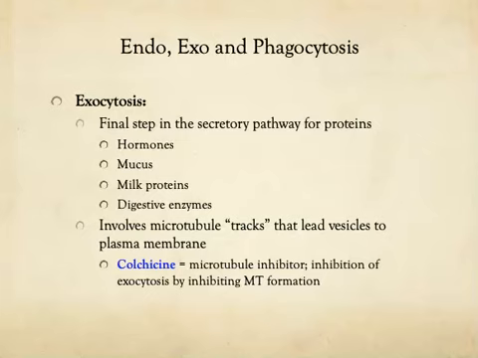Now, we're going to be doing a laboratory exercise soon that involves cellular inhibitor chemicals, and one of those inhibitors is called colchicine. Colchicine is a toxin that inhibits the formation of microtubules. In other words, it prevents a cell from laying down the roadways that are required for exocytosis. Colchicine is one of the inhibitors that we will be looking at in our laboratory exercise.